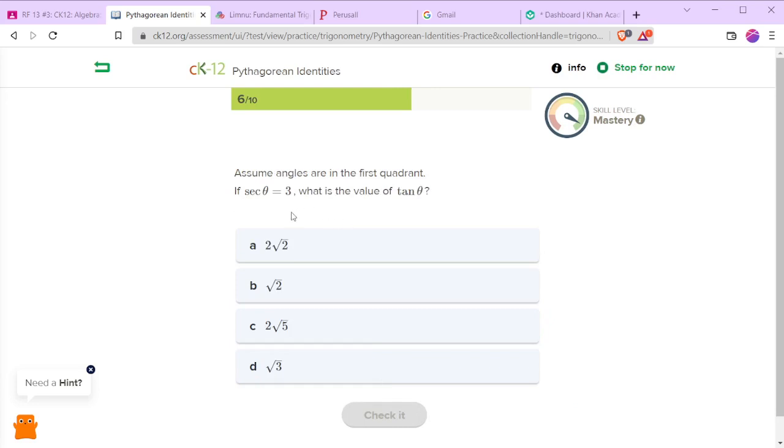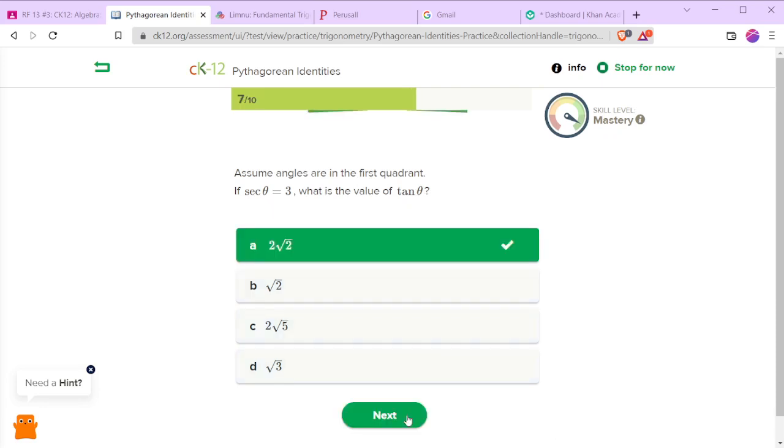So if we're in quadrant 1, secant is 1 over cos. So cosine is 1/3. But we're looking for tan. So we want 1 plus tan squared is secant squared. So 1 plus tan squared is 9. That means tan squared is 8. Square root of 8 is 2 root 2.